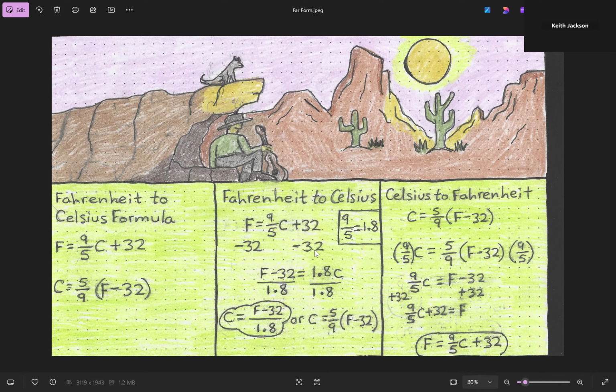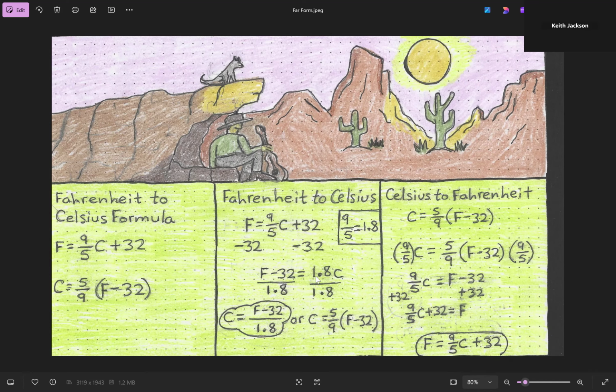And so we're just going to do some simple algebra right here. So we have our Fahrenheit formula, and in order to convert it to Celsius, we're going to take this 32 and subtract it from both sides. Okay, now once we've done that, we have Fahrenheit minus 32 is equal to 1.8 C. All right, so I'll repeat, Fahrenheit minus 32 is equal to 1.8 C, which is the same as saying 9/5 C, but we're going to convert it to a decimal to make the calculations a little more doable.